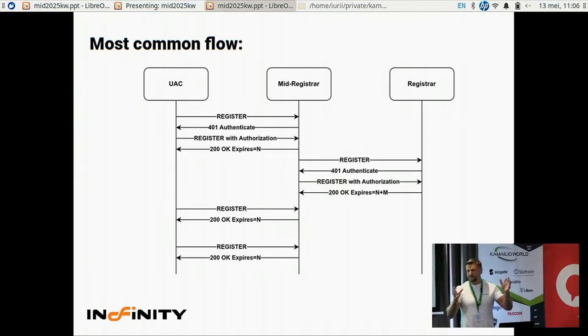So, more or less in both scenarios, it works like that, because the user agent client registers on the MID-Registrar, the MID-Registrar registers on the registrar, and then the MID-Registrar throttles attempts, because we can increase the expires interval for the particular contact and decrease it on the MID-Registrar, sending it back to the user agent client. So I think the common flow is pretty clear. There is nothing super advanced.